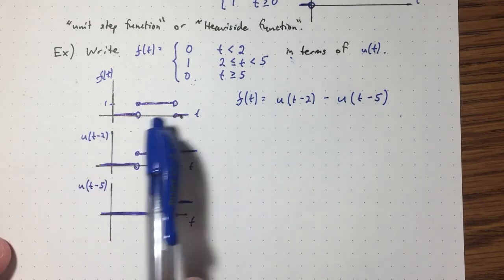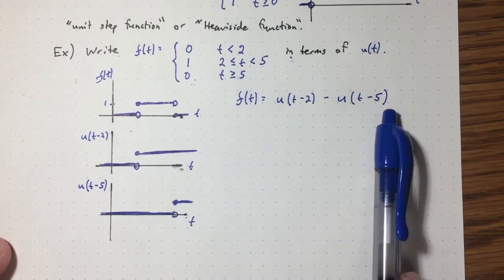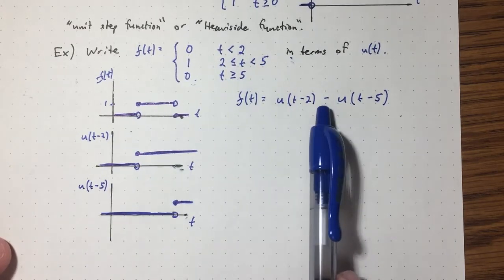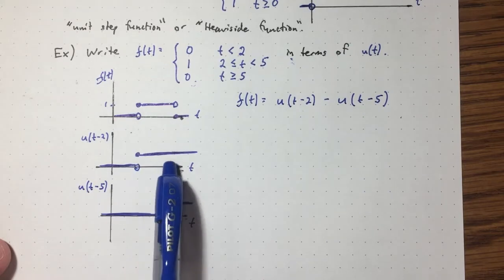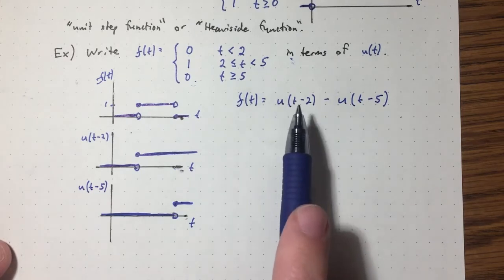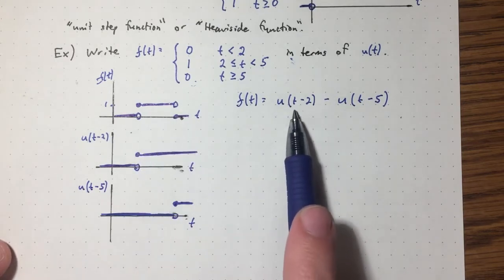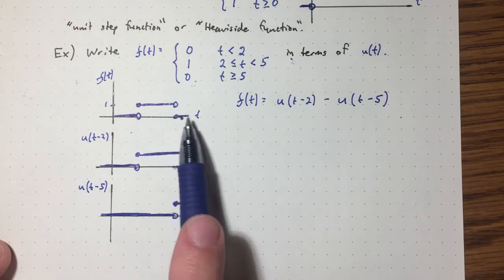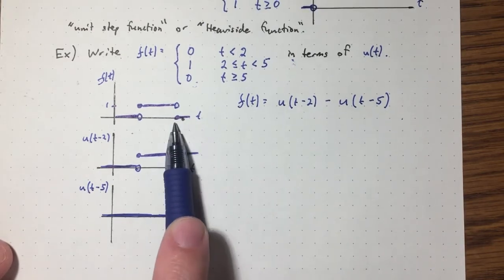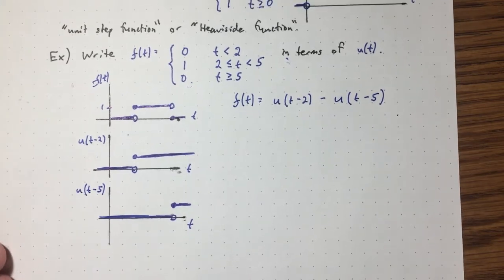So for t less than 2, these are both 0. Great. For t between 2 and 5, that one becomes 1. But this one is still at 0. So I get 1 minus 0 is 1. Great. For t greater than 5, I get 1 minus 1. They're both 1. That brings me back to 0. So I get exactly the right behavior.